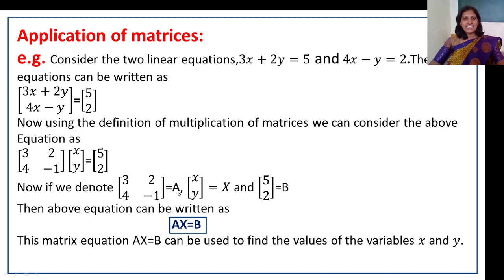So what is A? A is the matrix of coefficients of x and y. The first row is 3, 2 and the second row is 4 and minus 1. What is X? X means the unknowns, that is x and y. And what is B? B is the value present in front of the equal to sign, that is 5 and 2. So this is the matrix equation. Using this, we have to find the values of x and y.